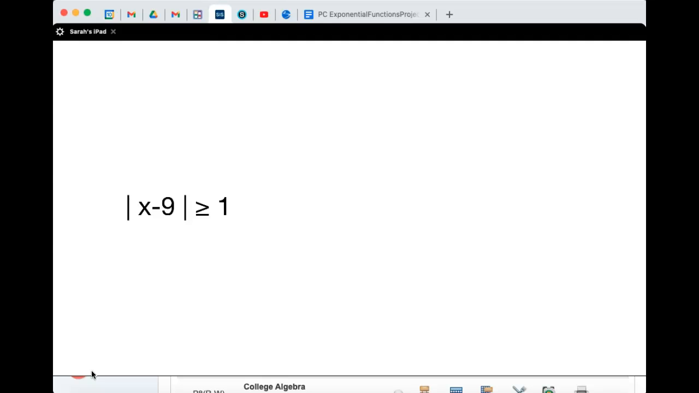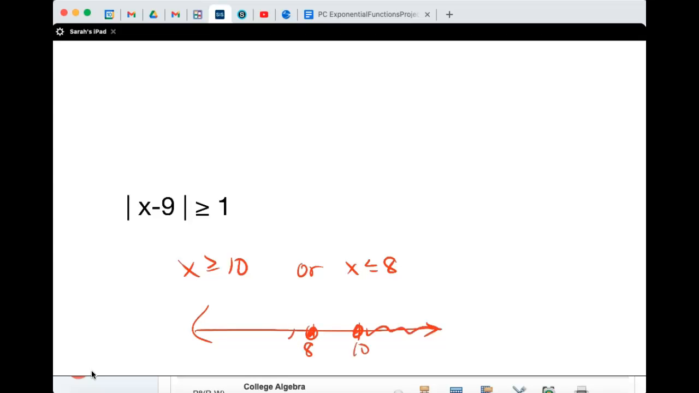And then we bracket. Looking good so far. So I'm going to say most everybody got x greater than or equal to 10, or x less than or equal to 8. I didn't see everybody's number lines, but I have 8 and 10 dots and shading outside.